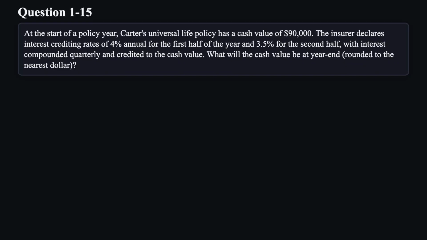Question 15. At the start of a policy year, Carter's universal life policy has a cash value of $90,000. The insurer declares interest crediting rates of 4% annual for the first half of the year and 3.5% for the second half, with interest compounded quarterly and credited to the cash value. What will the cash value be at year end, rounded to the nearest dollar?